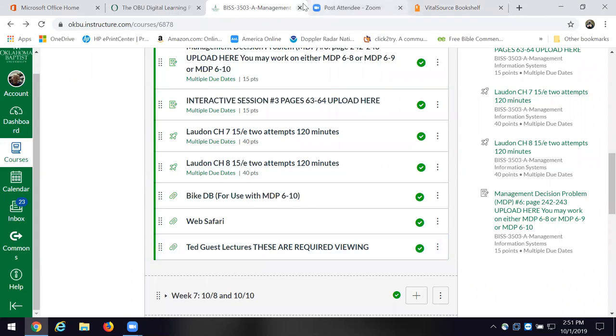I've got a question here. Let me pop that open here. Yes, I've got a question here, and here's the question, everybody. I'll let you hear it. So if we do 6-10, we just answer the questions using the database you provided, or we still need to follow the format you have on the MDP assignment. I'm going to go either way with that one. If you can kind of give me a hybrid of that, fine. Otherwise, just answer the questions using the database. Is that fair enough?